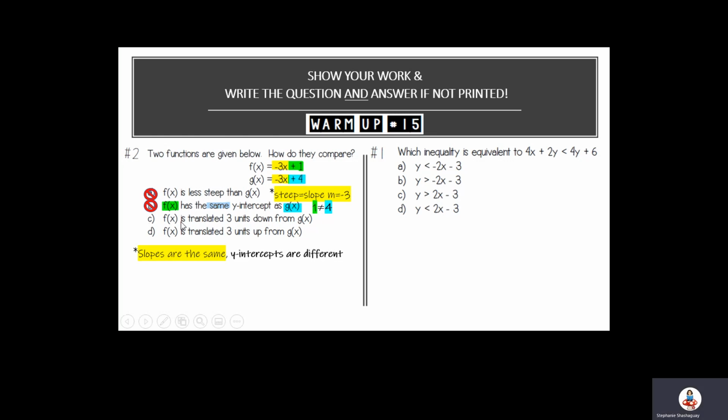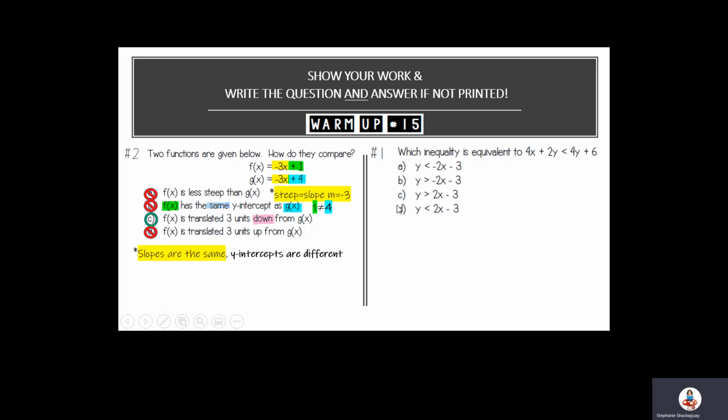Then we have C, says f of x is translated 3 units down from g of x. So they're saying g of x is our original function, and f of x is translated down 3 units. Well, because it's saying down, we're subtracting 3 from our y-intercepts, which does give us the f of x function. So our correct answer here is C. So that means D is out.